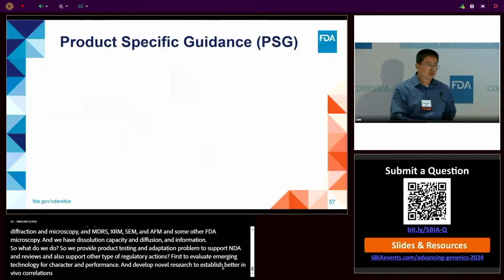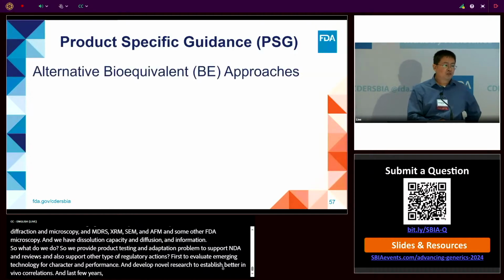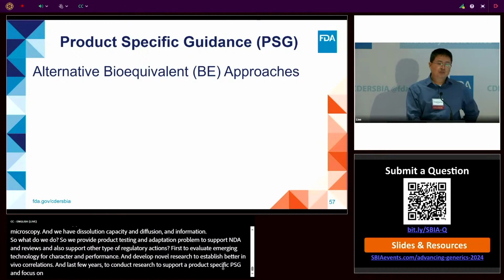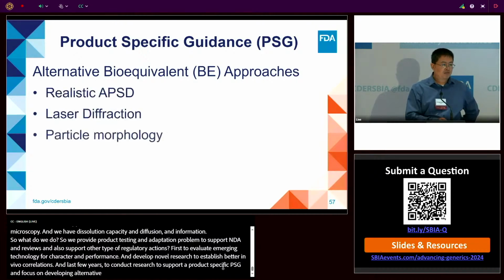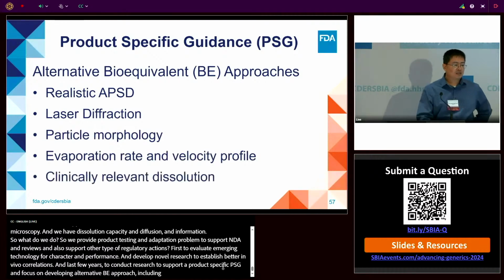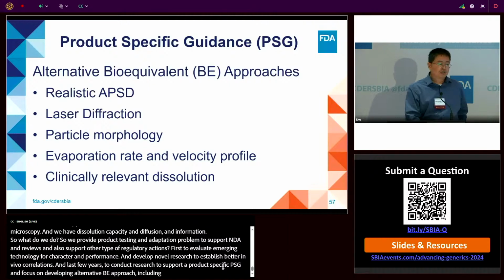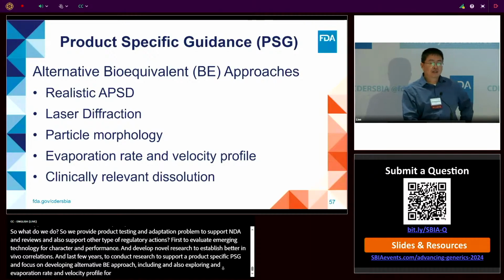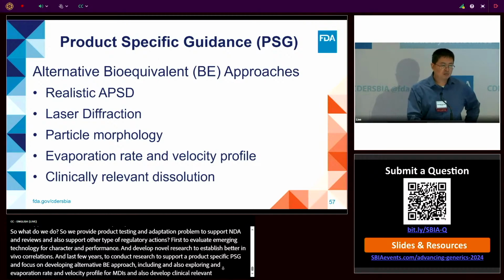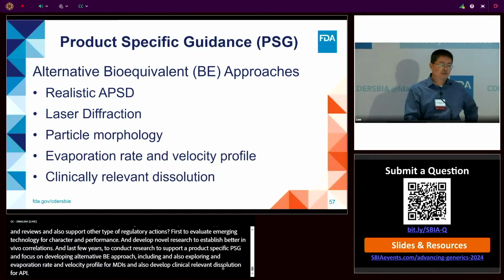And in the last few years, we put a lot of effort into conducting research to support product-specific guidance, PSGs, and especially focus on developing methods for alternative BE approaches, including the 5 areas: elastic APSD, laser diffraction, particle morphology, and we're also exploring evaporation rate and the velocity profile for MDIs, and we'll also develop clinically relevant dissolution methods for MDIs and DPIs. So in this talk, I will give you some examples on the first 3 areas.